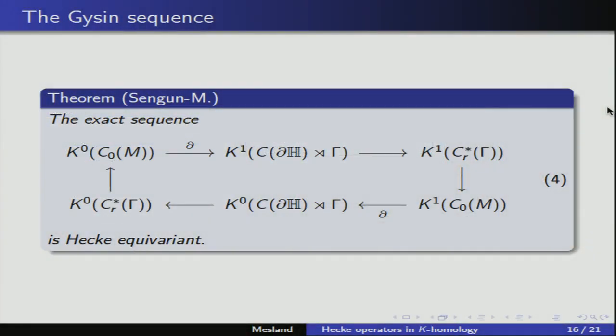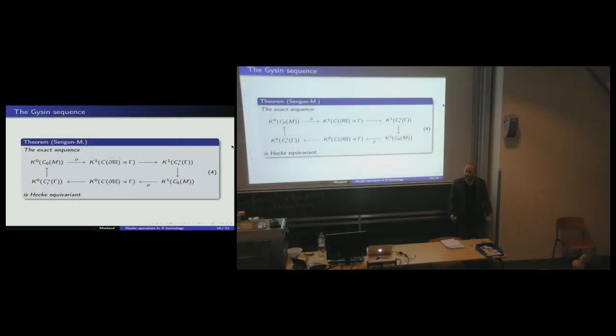Summarizing all these results, you get that this exact sequence, which you just get from the structure of the manifold and the boundary and the group, is equivariant for the Hecke module structure. So all the maps commute. This should already tell us that K-theory and K-homology are a very natural place to study all this stuff.